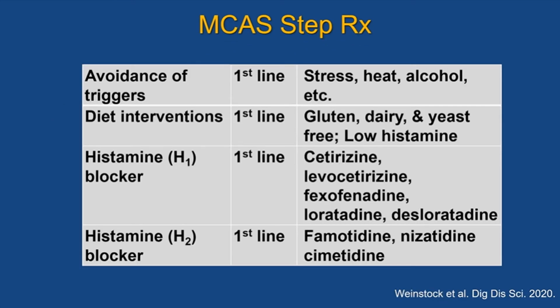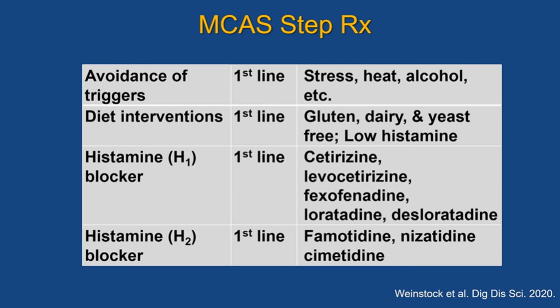Well, we can talk about first, second, third, and fourth line treatment, but the first line treatment steps are the most important. As mentioned before, avoidance of triggers is paramount. That's stress, alcohol, heat, cold, etc. Dietary interventions, first line, avoidance of gluten, dairy, yeast. Prescribe a low histamine diet. Don't be afraid to do food allergy testing.